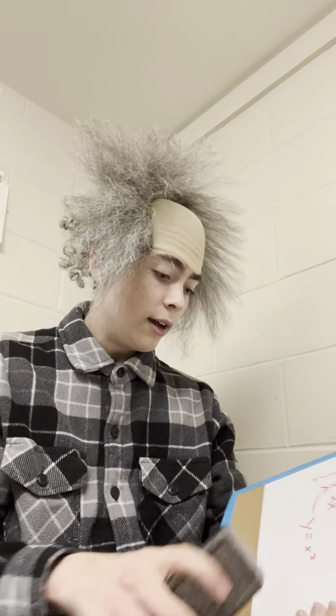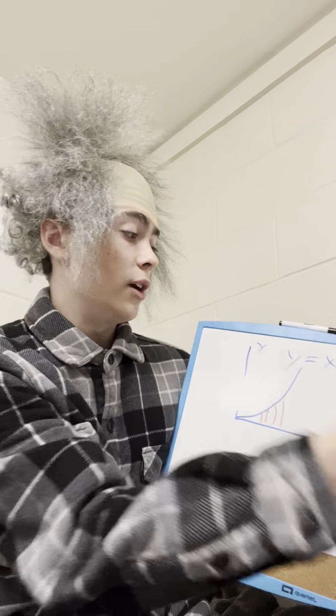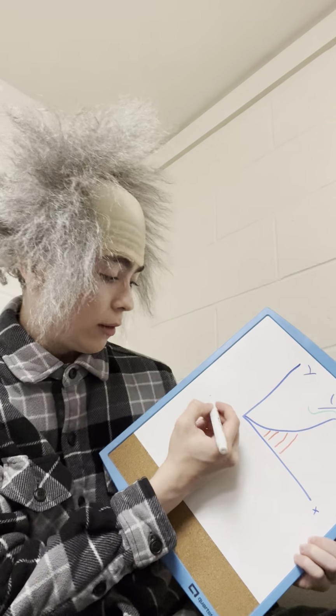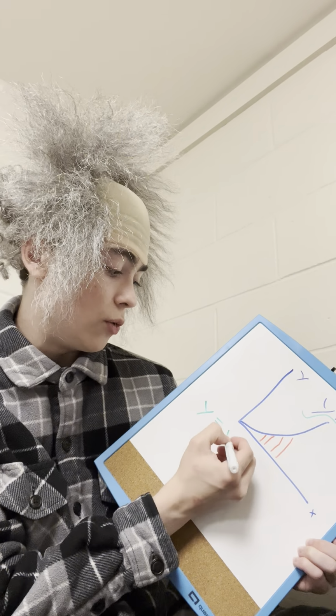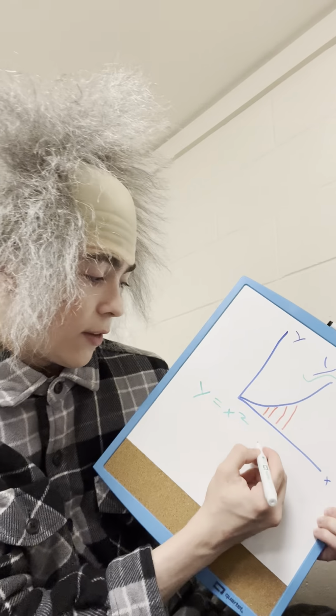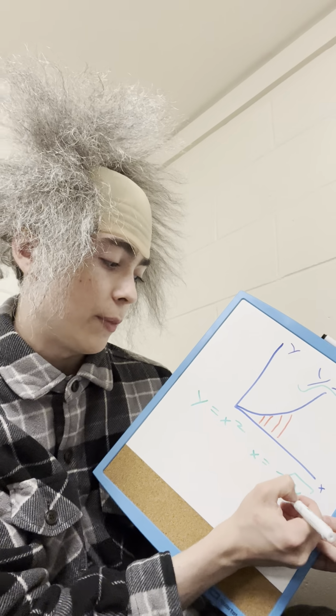But what if I told you there's another way we could do this exact same integral? Let's go back to this original equation, y is equal to x squared. Well, if y is equal to x squared, then, fun fact, x is equal to the square root of y.